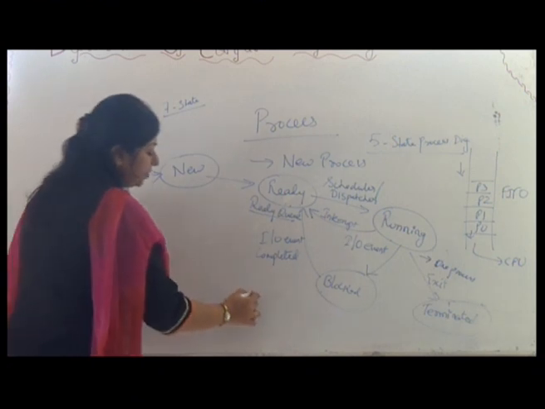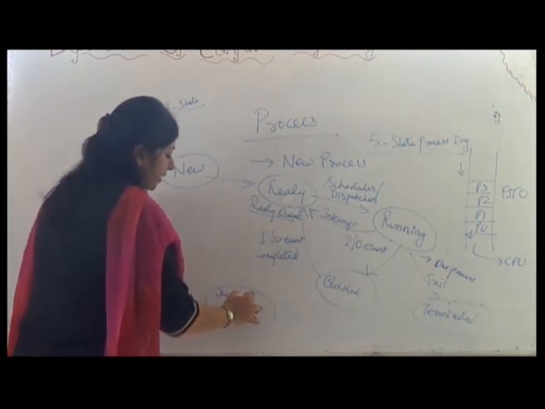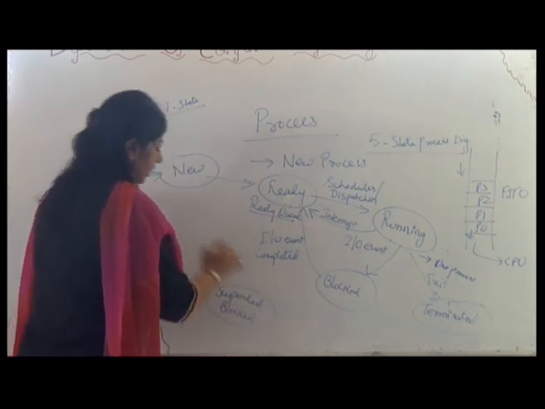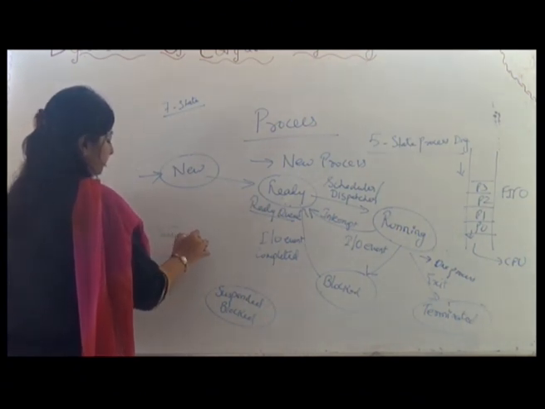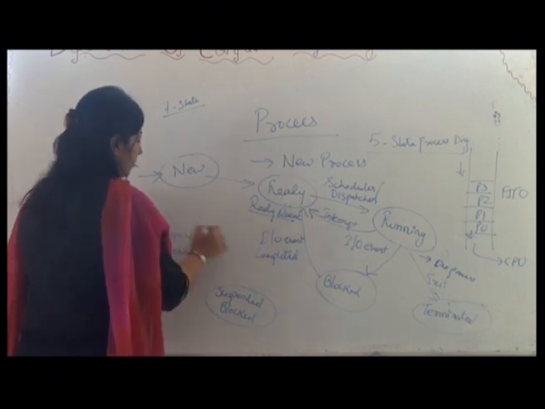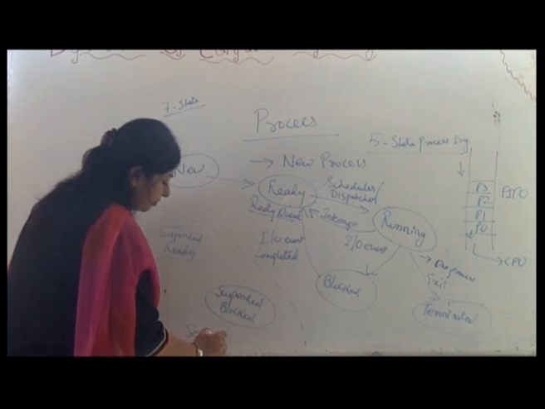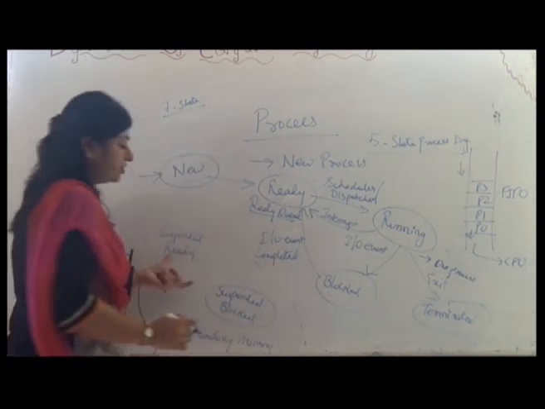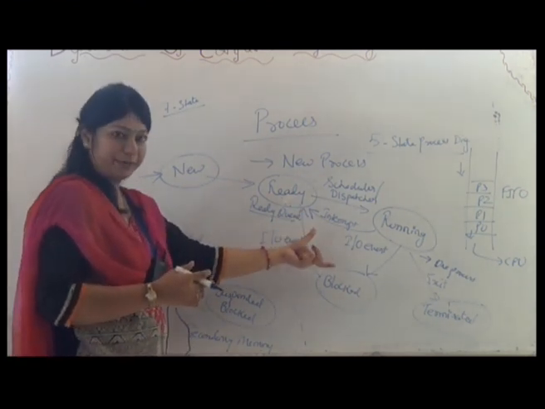So for that case, we are adding 2 more states called suspended blocked and suspended ready. These 2 states are going to happen in my secondary memory. The need for these 2 states is that I want to free up my main memory for some priority based process.